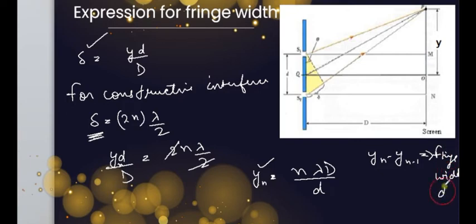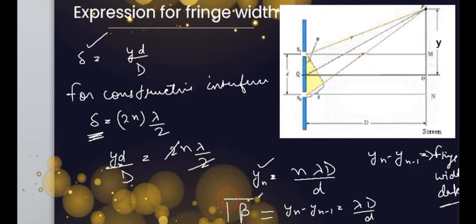of the dark band. So just evaluate it, yn minus yn minus 1. Otherwise you can also write it like y2 minus y1, so again the result will be the same. After subtracting you will get this value, lambda D by d, and we indicate it with the symbol beta. So this is the fringe width of a dark band.